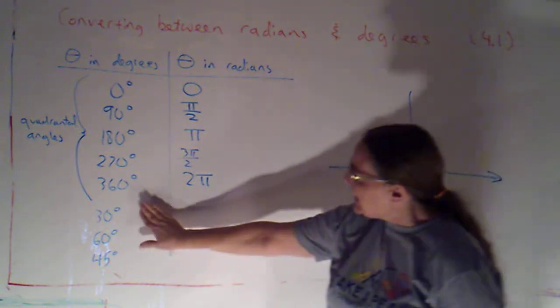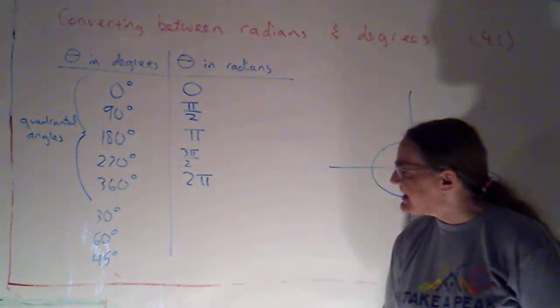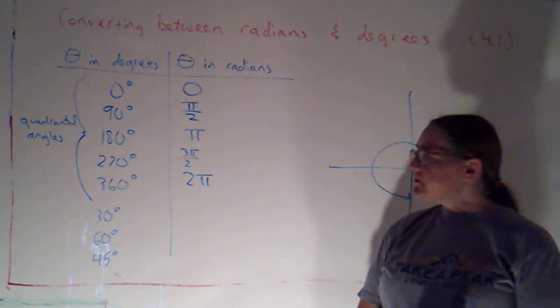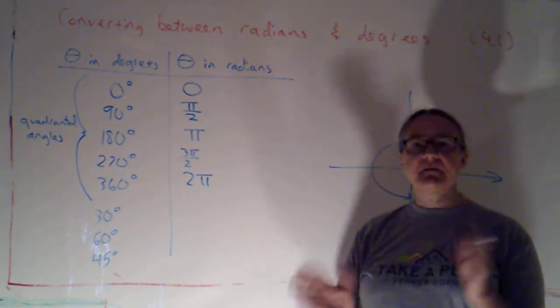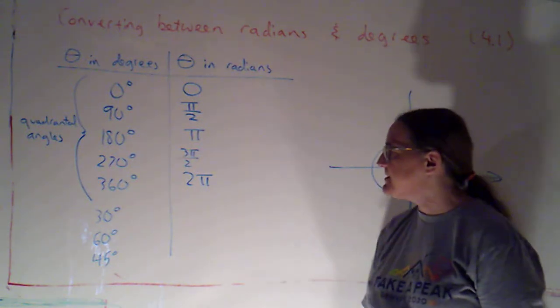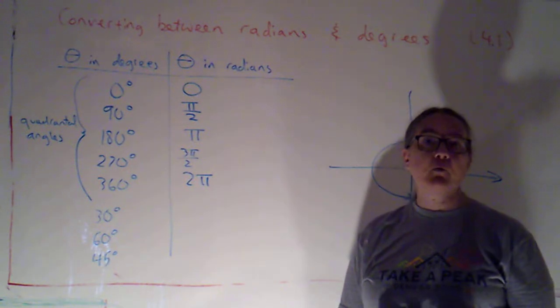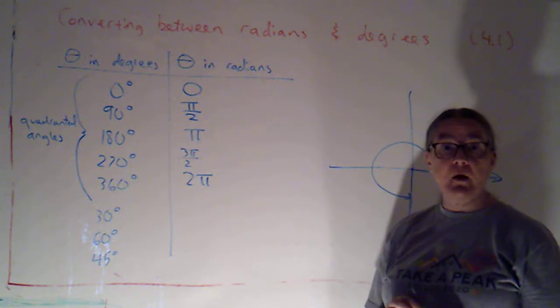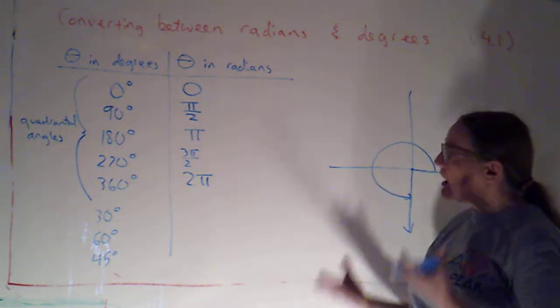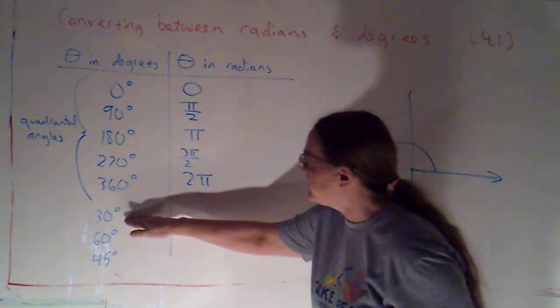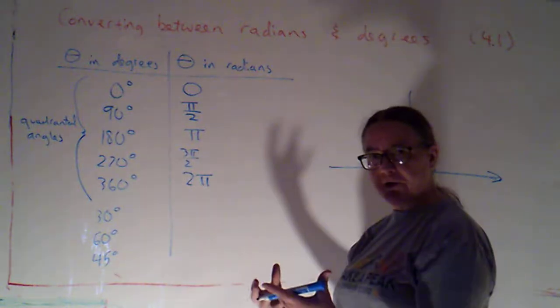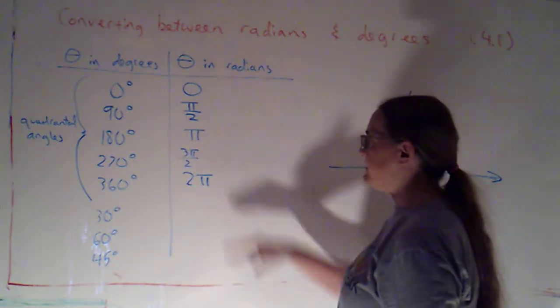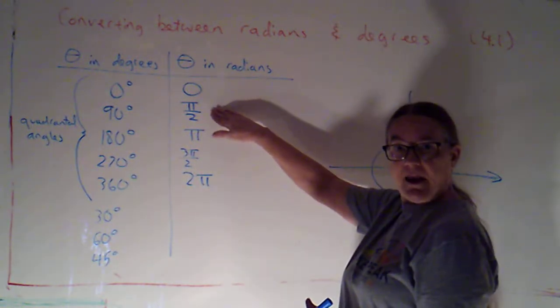Okay. These angles here, 30, 60, and 45 degrees, those are the acute angles. Acute just means between 0 and 90 degrees. Those are the acute angles that we work with the most often. Okay. And we can get those as well. Now, I could get those along the same way. I could say 30 degrees is a third of 90 degrees, so I could multiply this by a third.